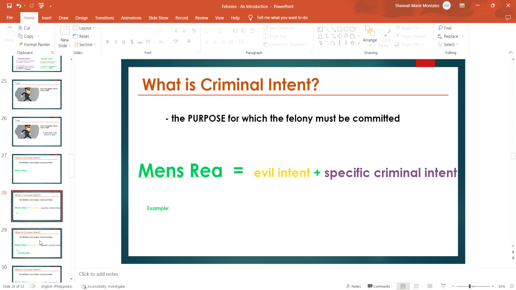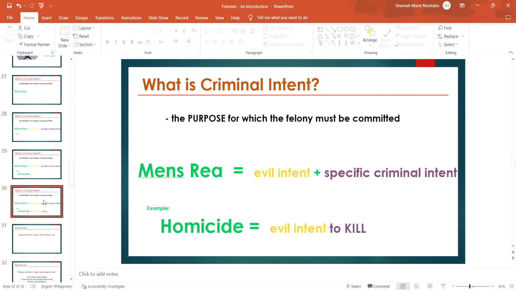For example, what is the mens rea in the crime of homicide? Using this formula, okay, please follow. Using this formula, merong evil intent to kill. Evil intent is the specific criminal intent. Okay, there is evil intent and there's also a specific criminal intent na manggadan. Okay, specific talaga ang gusto niyang ma-achieve sa pag-homicide. Okay, may magadan siya.